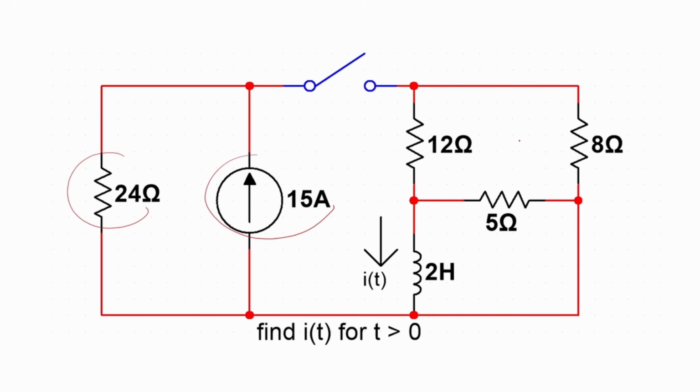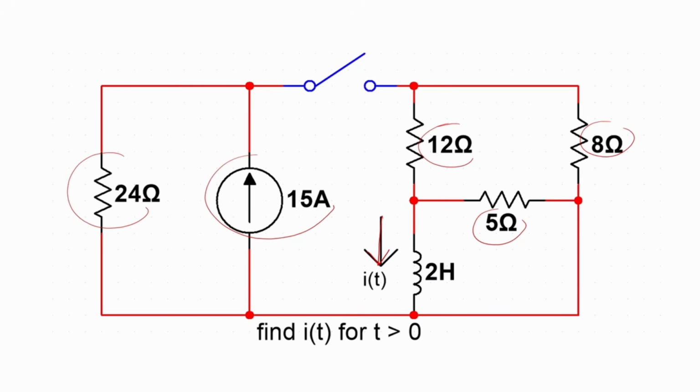We have a 24 ohm resistor, a 15 amp constant current source. All right, now we have a resistor configuration here: 12 ohms, 8 ohms, and then 5 ohms across both of them. And then we have our inductor nicely tucked away in the corner. And we have to find I of t. Take note of the current direction. I of t for t greater than 0.